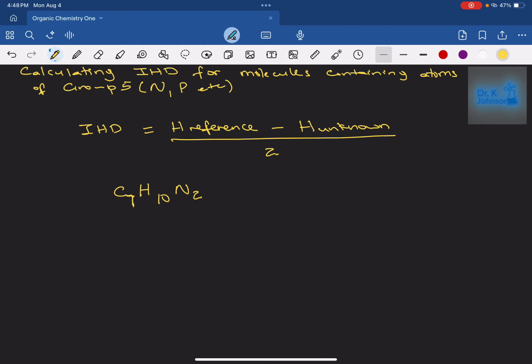for your unknown, you're going to have to subtract based on the number of atoms that are present for your group 5 element. So for example, here my unknown has 2 nitrogens. So to get the number of hydrogens in my unknown, you're going to do 10 minus 2. You have to subtract the 2 from the 10. If it was just 1, then I would only do 10 minus 1, but it's 2. So for each element of group 5 that you have in the unknown, you subtract that amount from the number of hydrogens in the unknown.